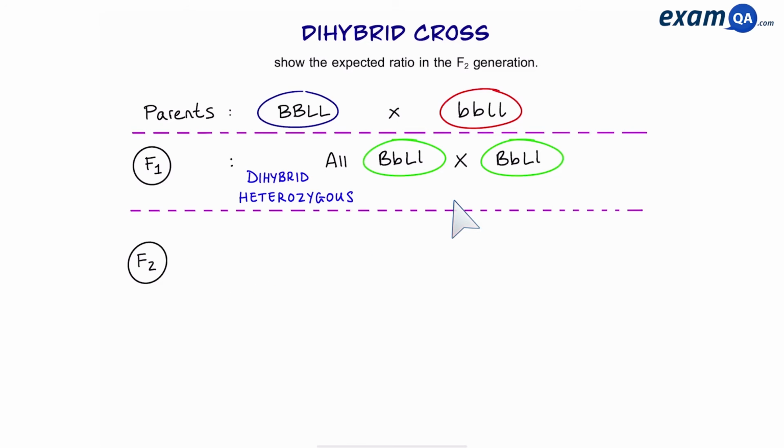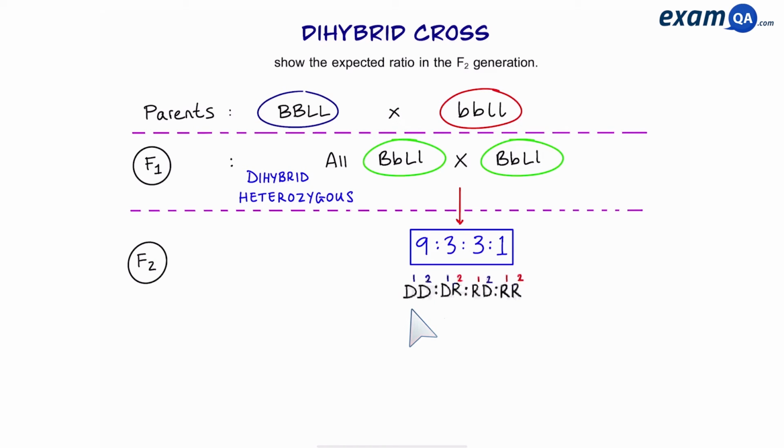So now these ones that we're crossing are both heterozygous. So here we have a dihybrid heterozygous cross. And just like in the previous video, we should get a ratio of 9 to 3 to 3 to 1. So remember, whenever you have two parents that are both heterozygous and this dihybrid, you would get a ratio of 9 to 3 to 3 to 1.